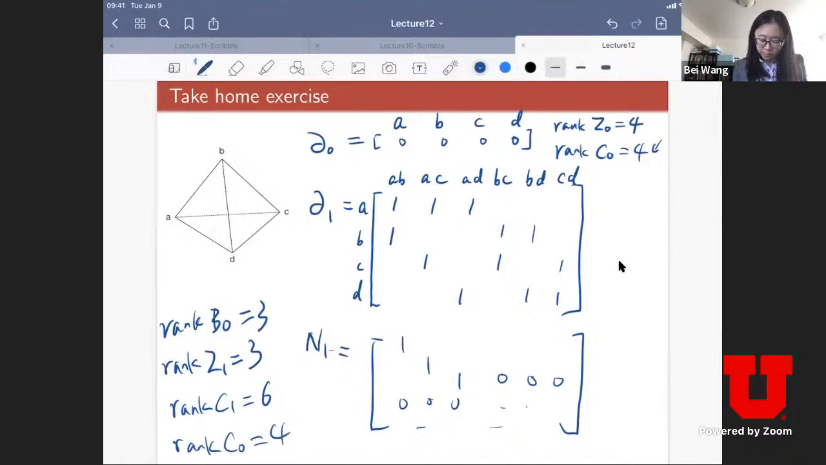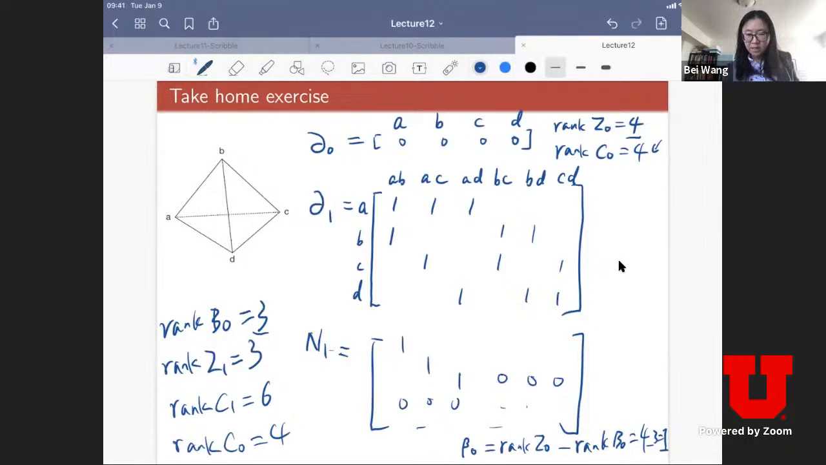Now, in order for me to get beta 0, remember beta 0 is the rank of Z0 minus the rank of B0, okay? Because the rank of Z0 is 4 and the rank of B0 is 3, so 4 minus 3 is equal to 1. What does this tell me? This tells me this simplicial complex has one connected component. But in order for me to actually compute beta 0, I need two matrices, because the rank of Z0 comes from matrix sigma 0 and the rank of B0 comes from the matrix reduction of sigma 1.